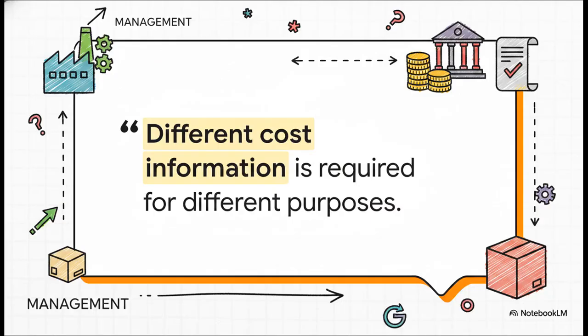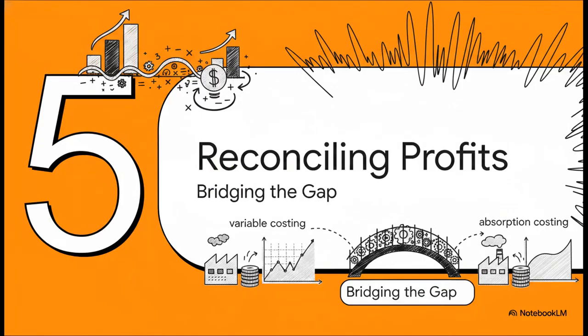As accounting legend Colin Drury points out, neither of these methods is inherently wrong. They just serve completely different masters. Management absolutely needs the contribution margin to see if a product is actually viable to make. But external shareholders and tax authorities, they need absorption costing to make sure inventory is fully valued according to the rules. Section 5. Reconciling the profit gap.